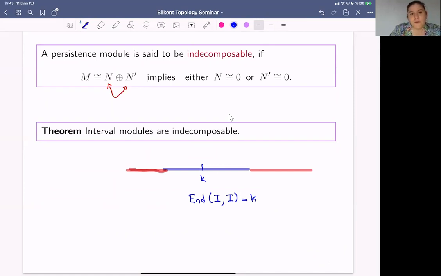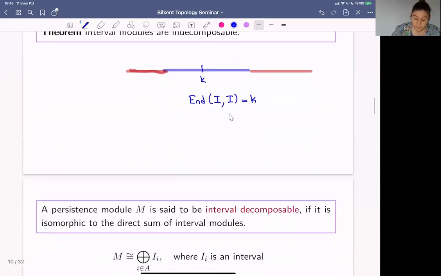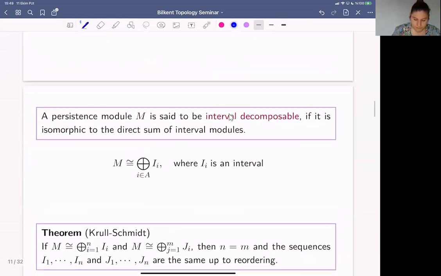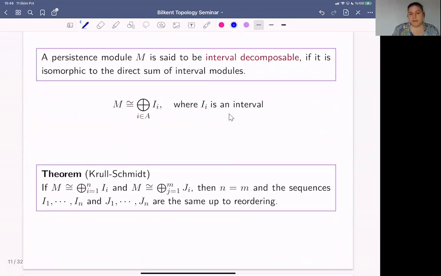So if you start with the assumption that an interval module is decomposable, then you will get a contradiction because of this fact, because the endomorphism ring from I to itself is isomorphic to K. And we say a persistence module is interval decomposable if it is isomorphic to a direct sum of interval modules.